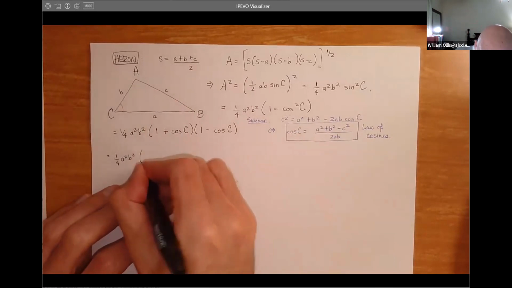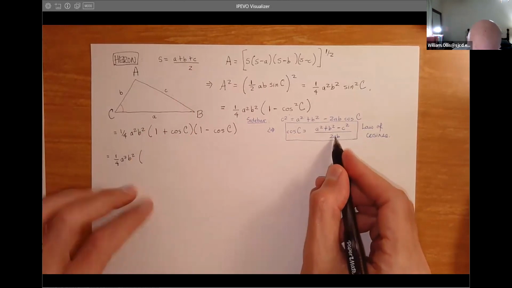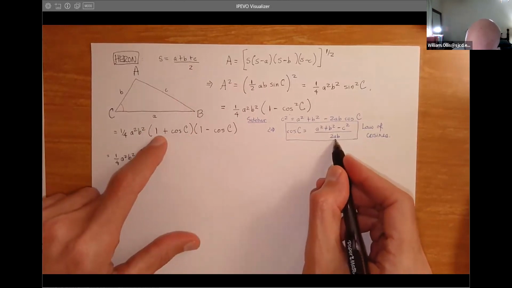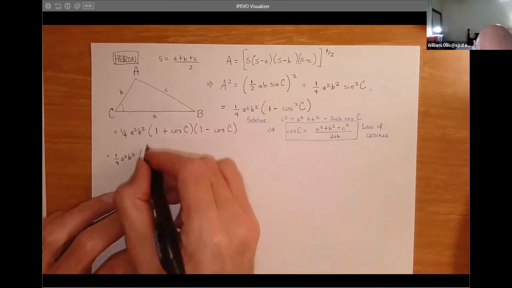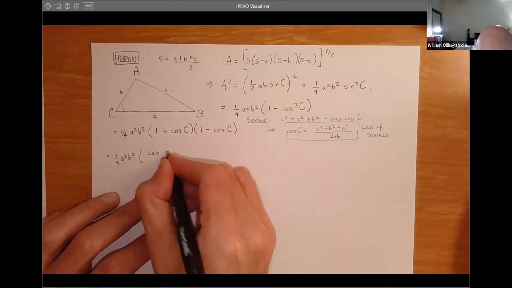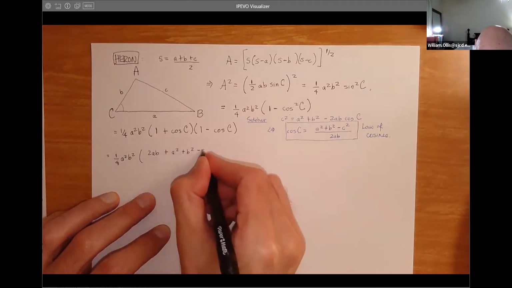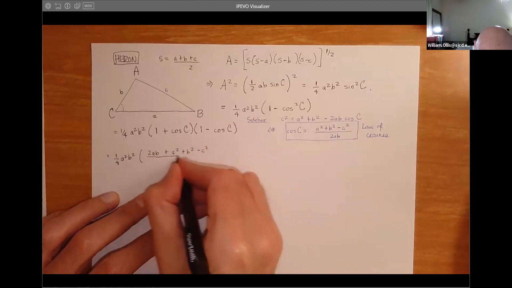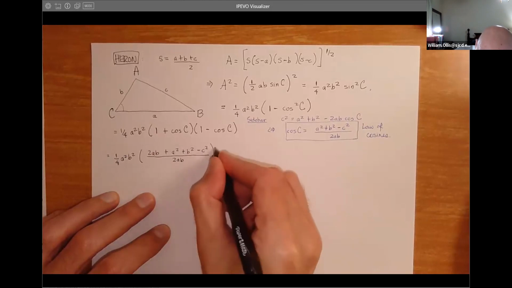So now we have, again, 1 plus this. So let's just go ahead and do it. The common denominator is 2AB, so we're going to have to multiply this 1 by 2AB. So we get 2AB plus A squared plus B squared minus C squared divided by 2AB. Don't we wish all algebra were this simple?